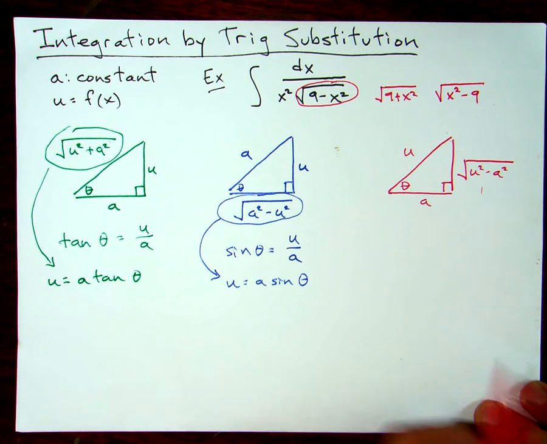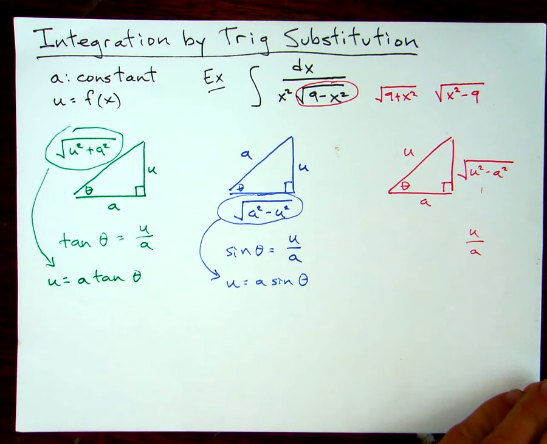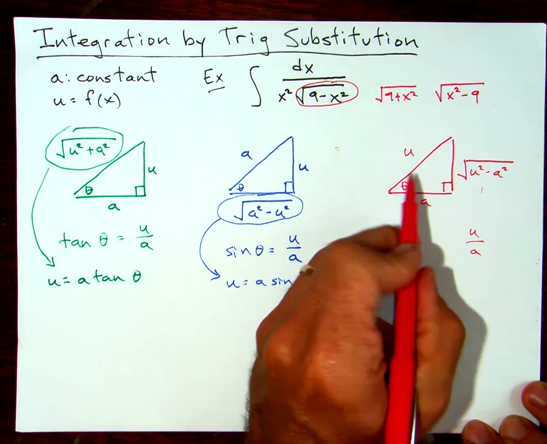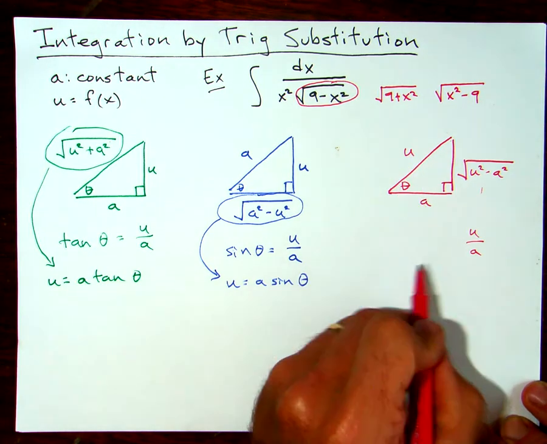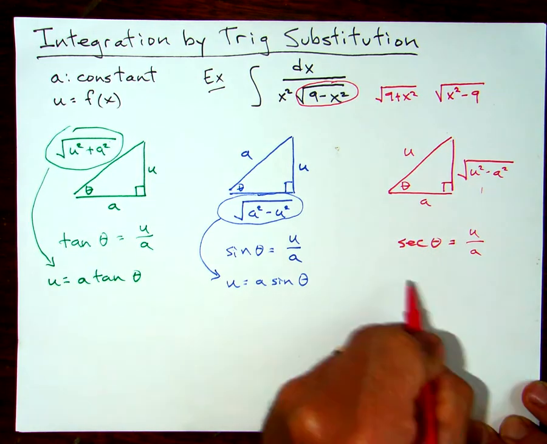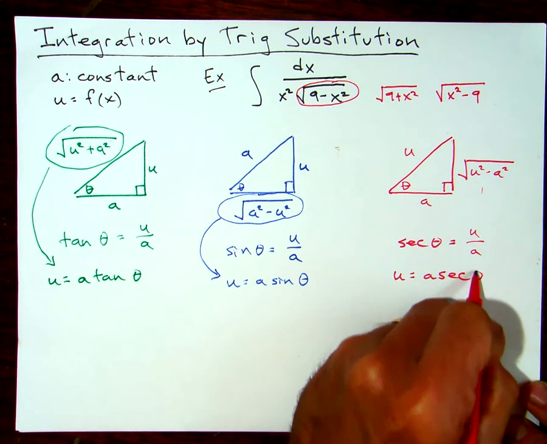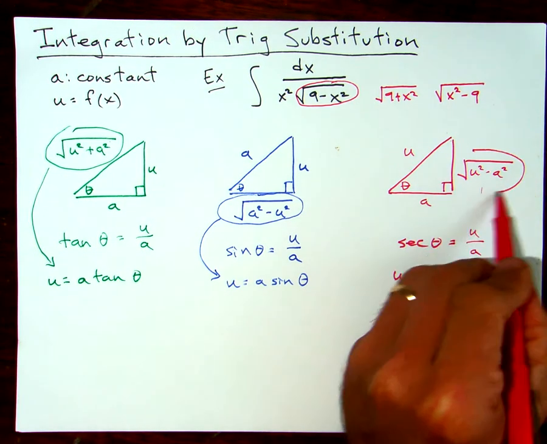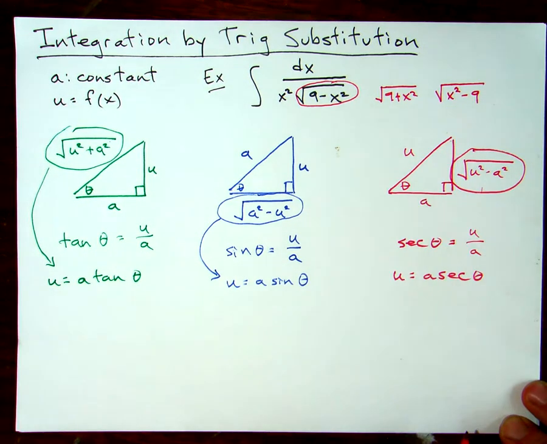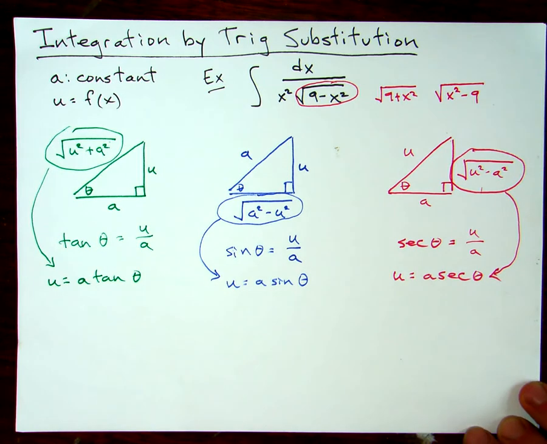So again, I want a trig function that will give me u over a, and that's going to be hypotenuse over adjacent. So that's secant. Secant theta equals u over a, so u equals a secant theta. So if I have something of this form, maybe like the square root of x squared minus 9, then this is the substitution I would use.